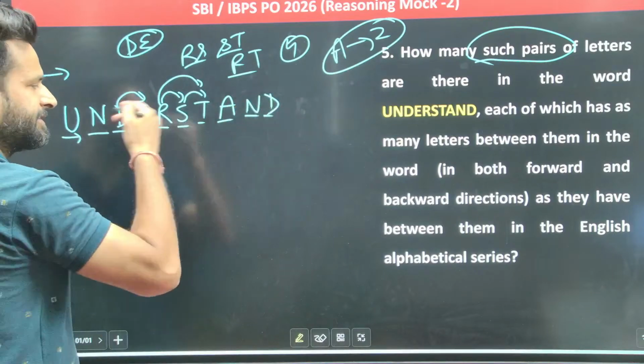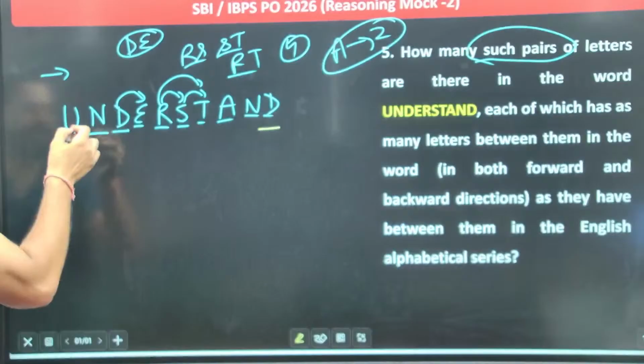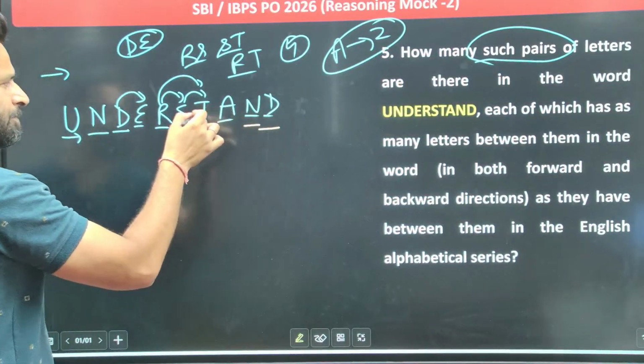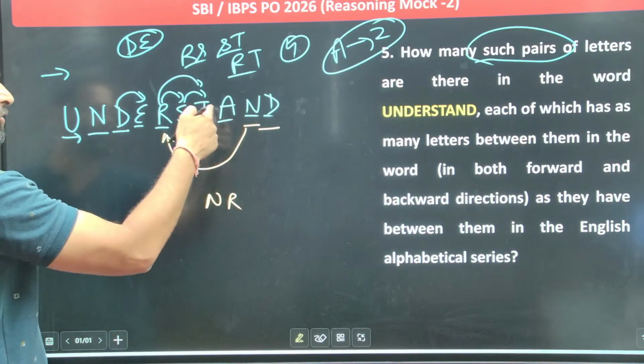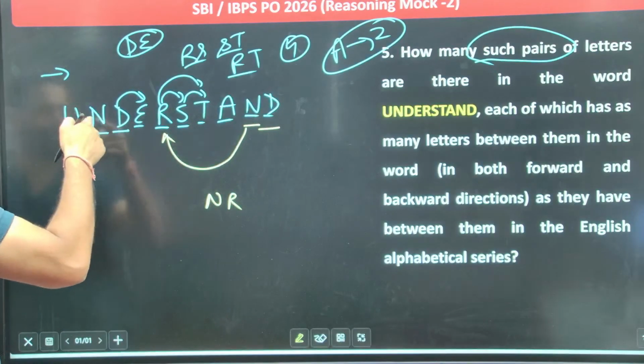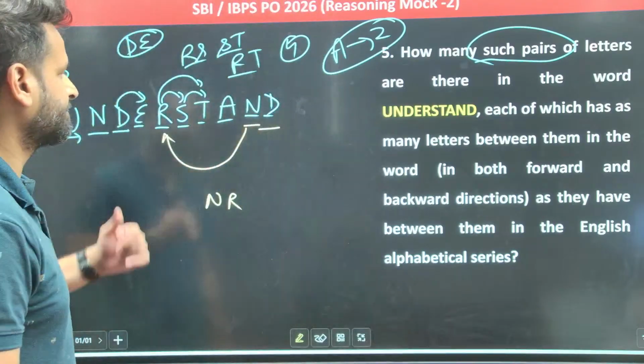Same process from D. D से E, F, G, H, I, J, K, L, M. No. N, O, P, Q, R. देखो आ गया. N to R in reverse. N के बाद O, P, Q, R. S, T, U, V. नहीं है. So N to R is one more pair in backward.